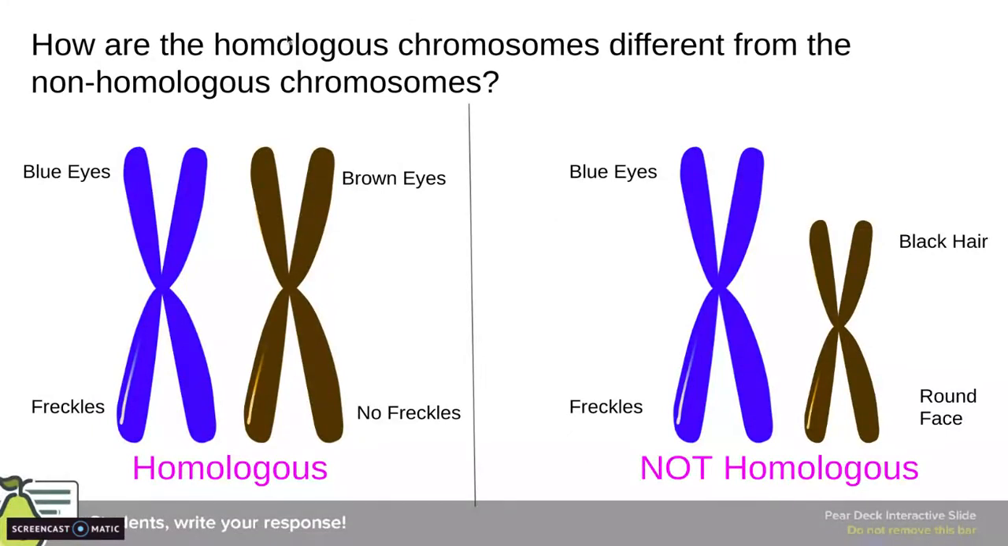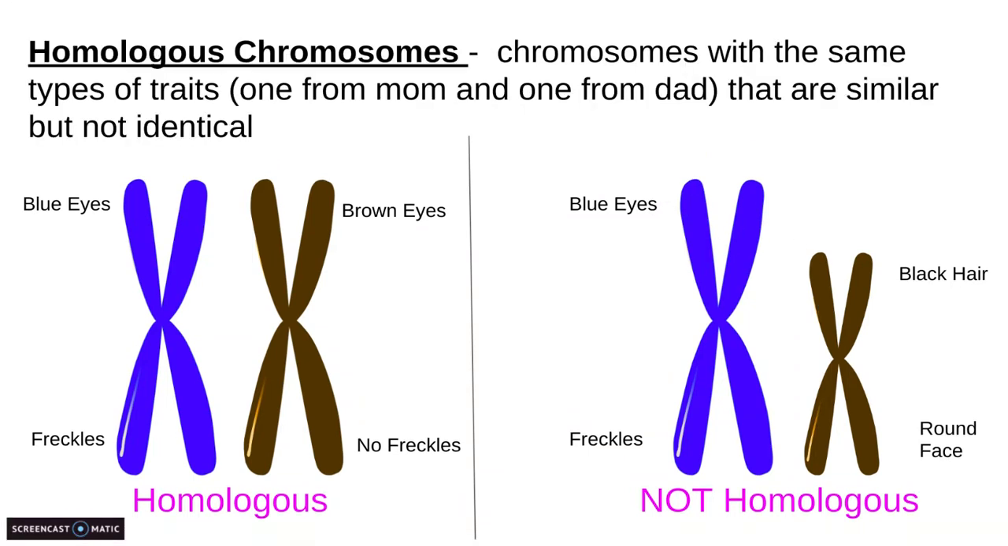So homologous chromosomes are similar in size and shape. They also have similar traits, so eye color and freckles. They might not have identical traits because this one codes for blue eyes, this one for brown eyes, but they both code for eye color. And the reason is because maybe this is from dad. Dad gave a brown-eyed gene and mom gave a blue-eyed gene. These are not homologous because they're different sizes and shapes and they don't code for the same thing.